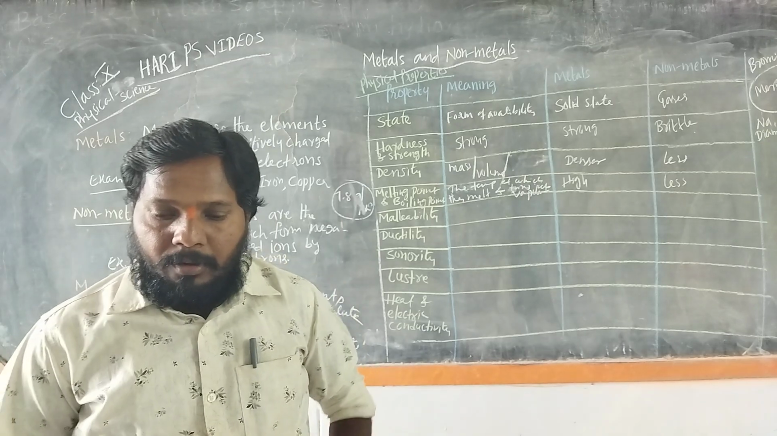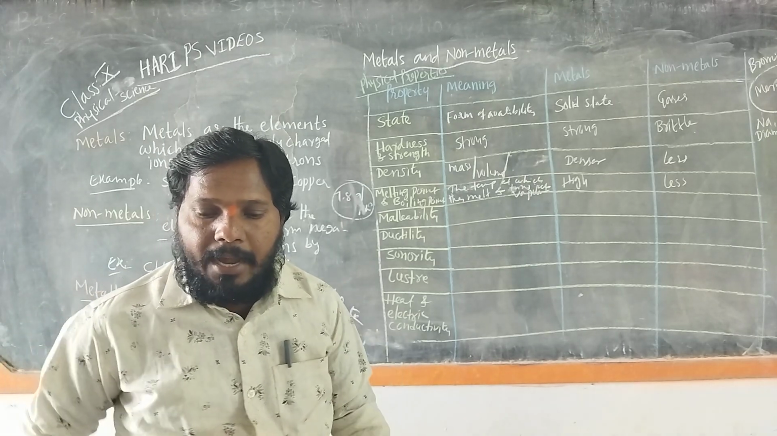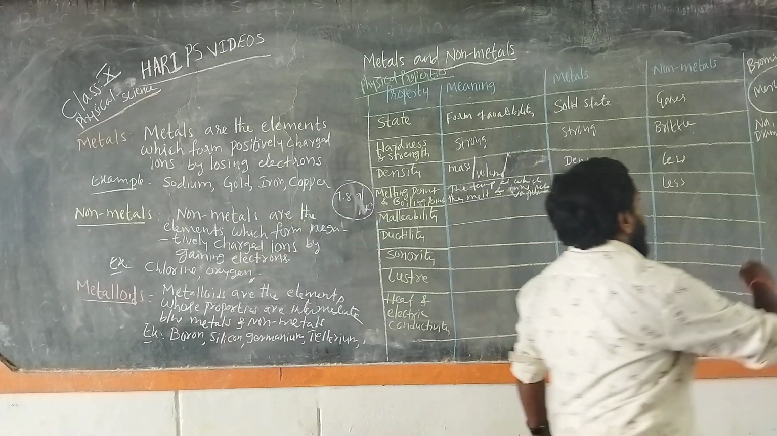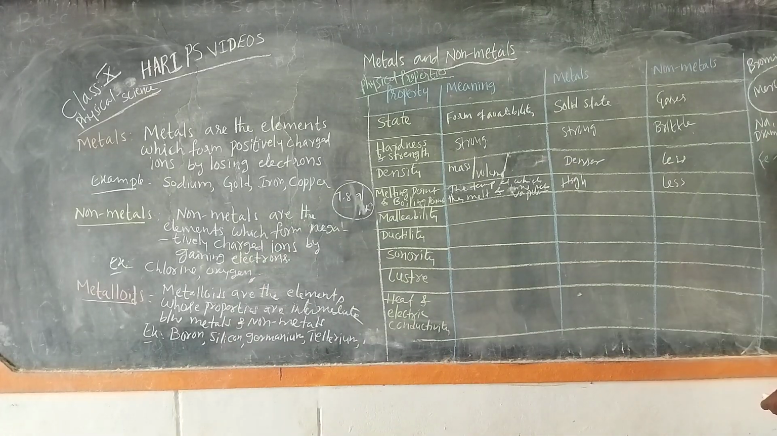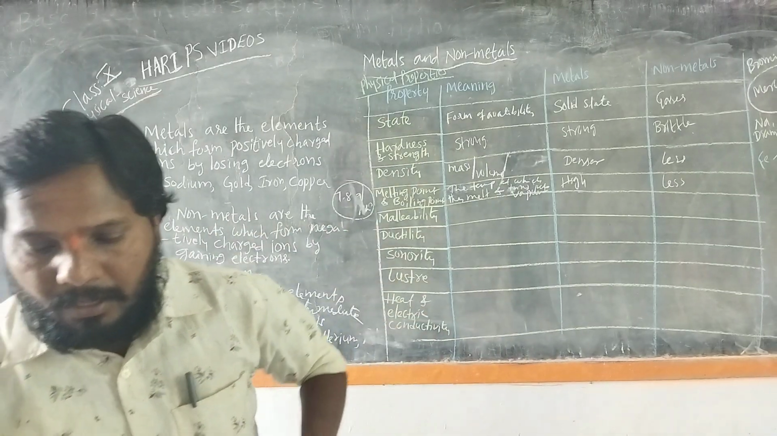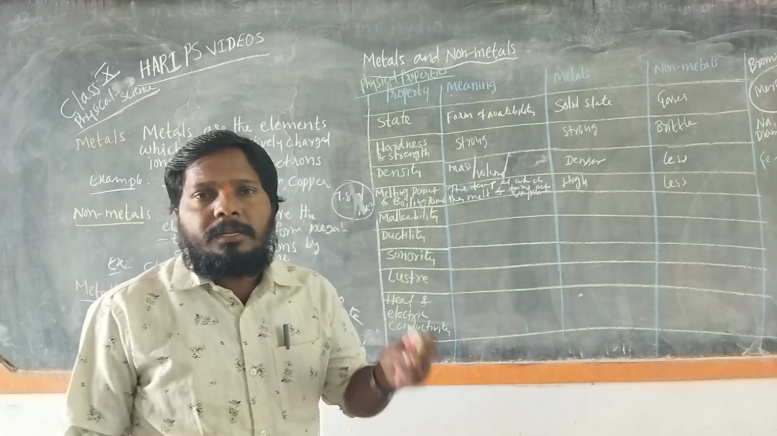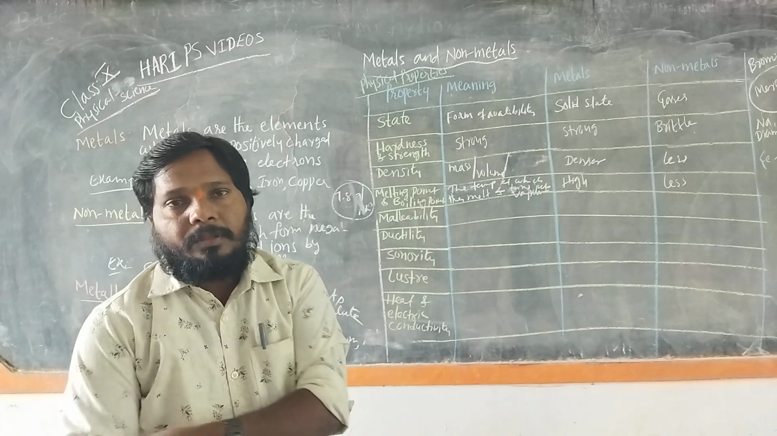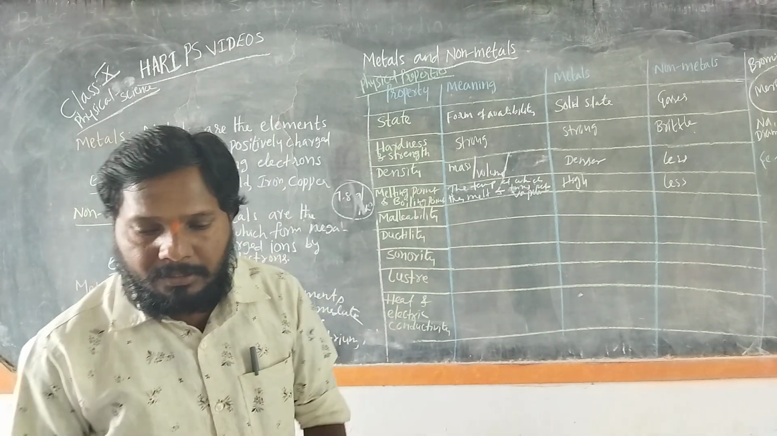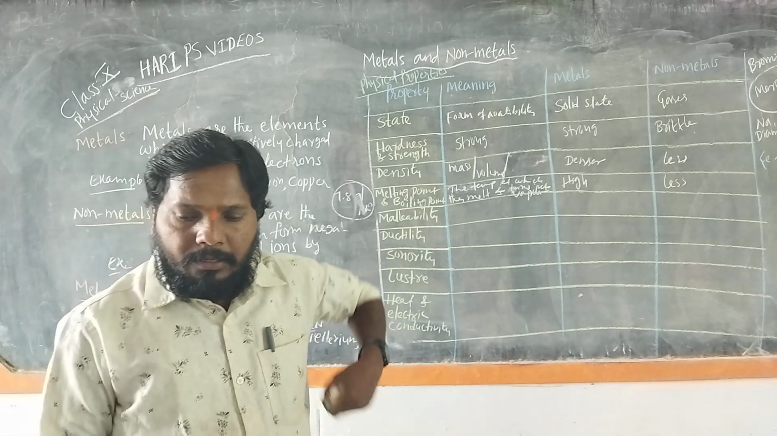For example, iron metal has a high melting point. Iron melts at 1535 degrees centigrade. Whereas copper melts into liquid at 1083 degrees centigrade.